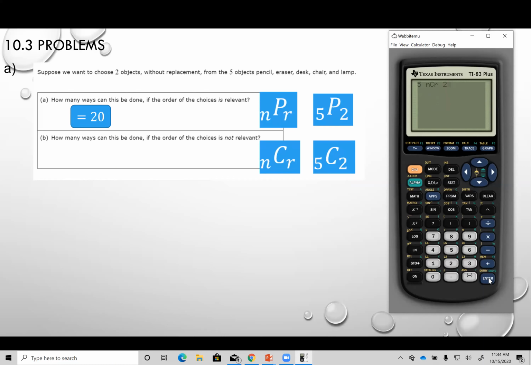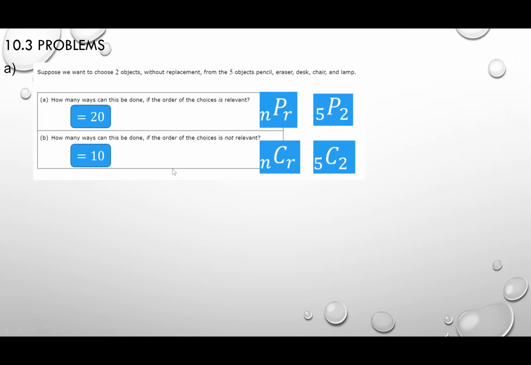And as you can see, the nCr is equal to 10. So in this case, everybody see that I only have 10 if the order does not matter, and I have 20 if the order matters.